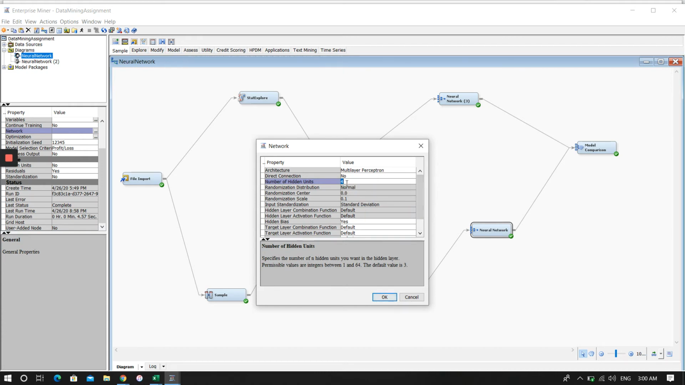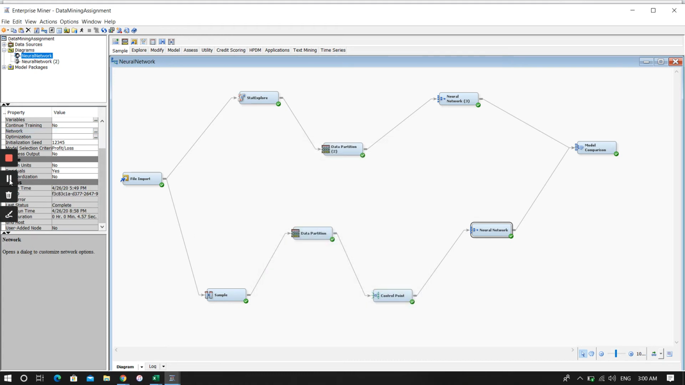So we can increase or decrease this. Increasing the number of hidden layers might improve the accuracy or might not. It really depends on the complexity of the problem. I've tried increasing and decreasing the number, and I found this to be optimal for my model.